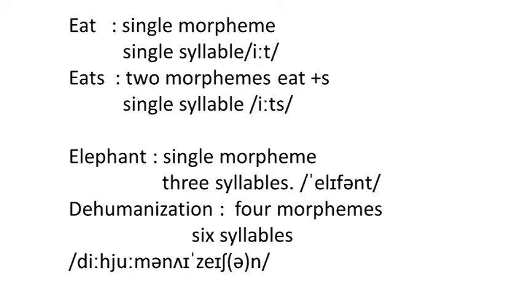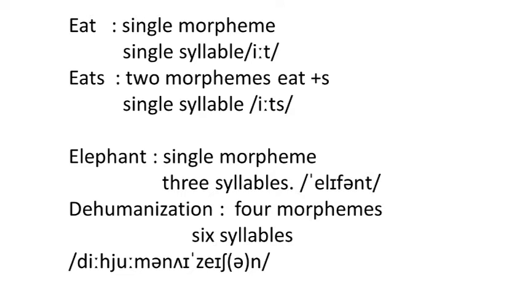If you are going to write the phonetic script of it, you can divide it as eat and s. So you get two morphemes and two phonemes, right? But the syllable is single.